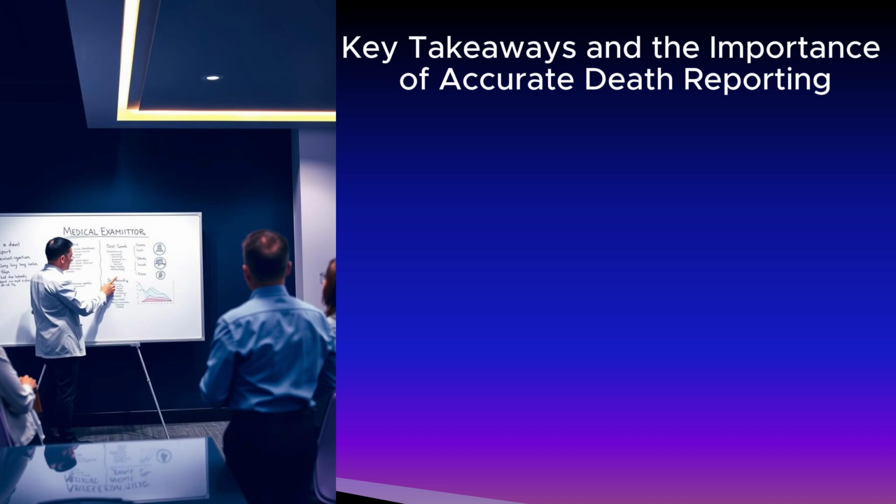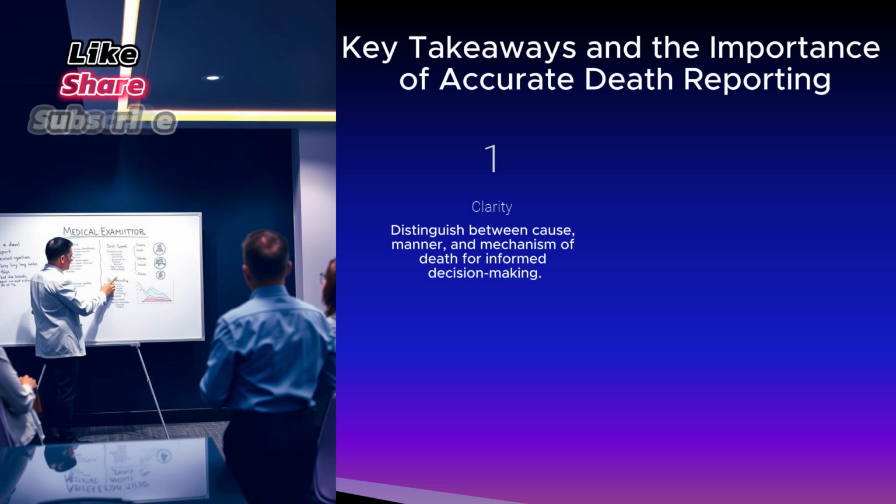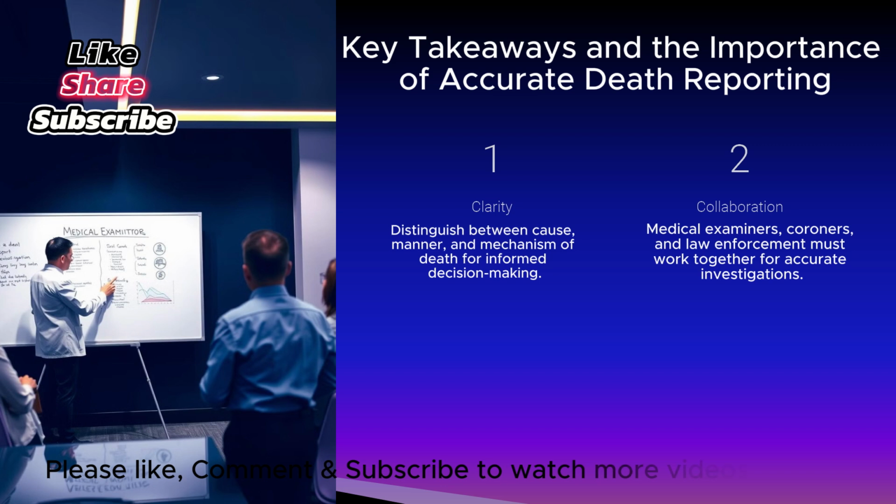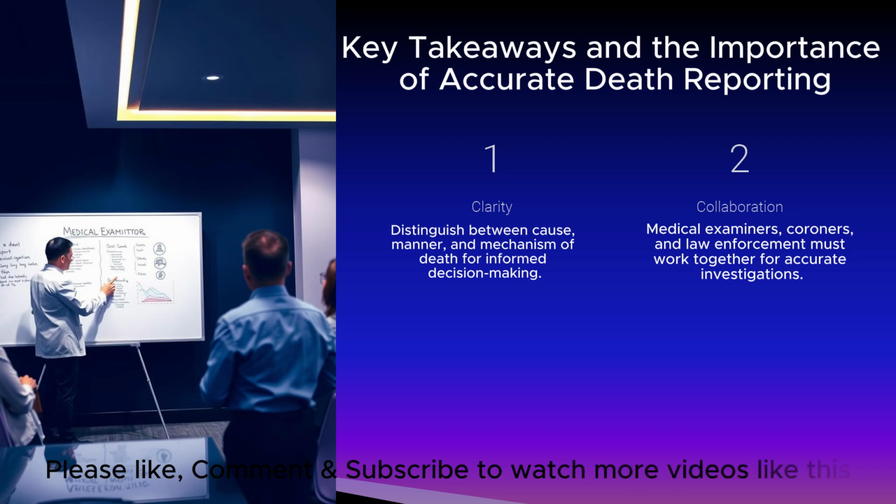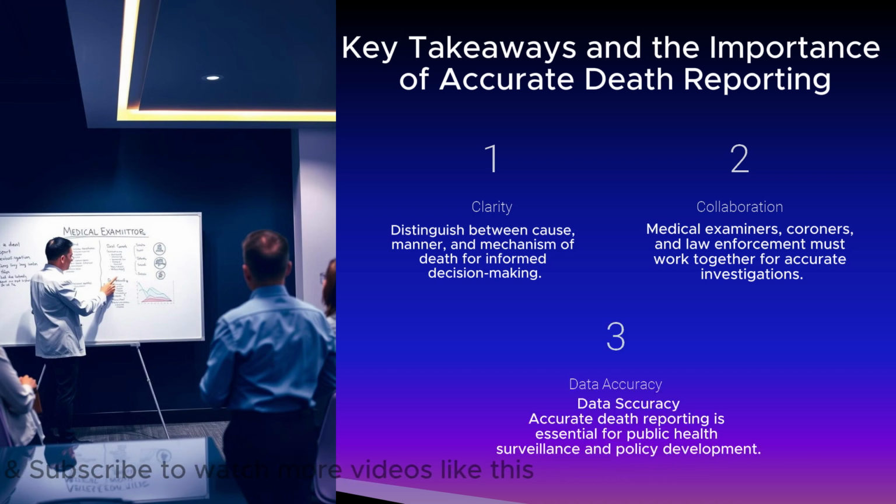Key takeaways and the importance of accurate death reporting. Clarity: distinguish between cause, manner, and mechanism of death for informed decision-making. Collaboration: medical examiners, coroners, and law enforcement must work together for accurate investigations. Data accuracy and data security: accurate death reporting is essential for public health surveillance and policy development.